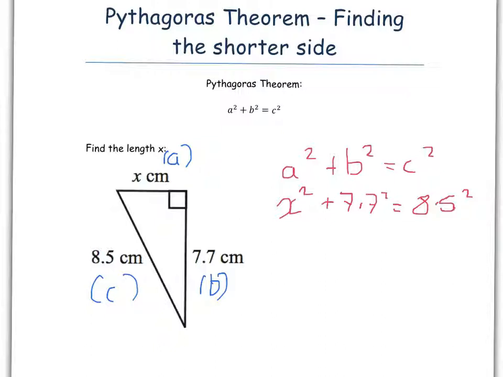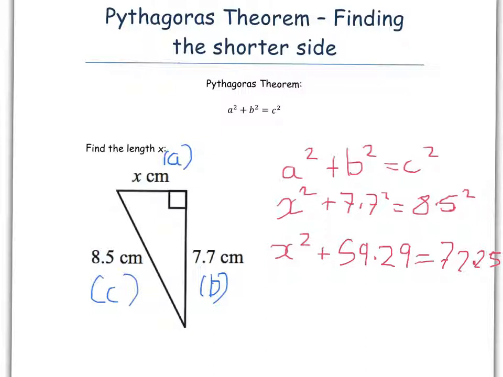Now, what we want to do, like we did before, is to find out what is 8.5 squared and what is 7.7 squared. So 7.7 squared is equal to 59.29, and 8.5 squared is equal to 72.25. Now this time we want to leave ourselves with x squared on its own.